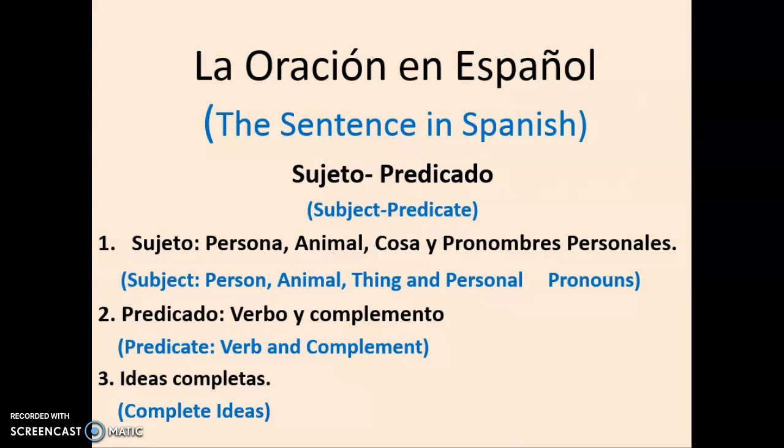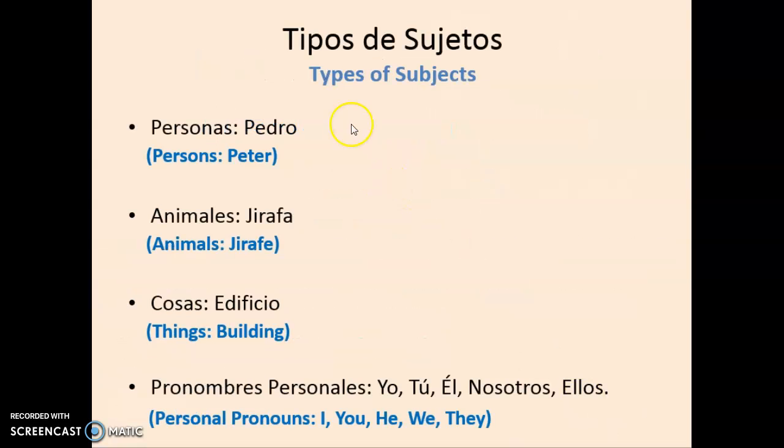Okay, so let's go and see in more detail what types of subjects there are. We have persons, we have animals, and we have things. And these are the ones that we substitute with personal pronouns. And the personal pronouns in Spanish are yo, tú, él, nosotros, y ellos. The first three are singular and the two second are plural.